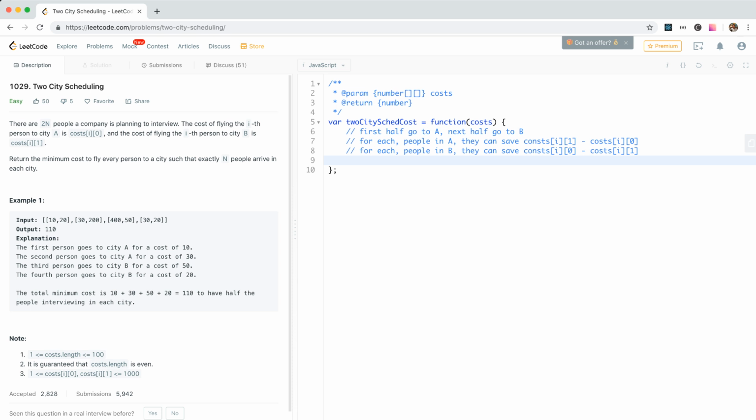The example here is a two-dimensional array. This means the first person costs 10 to go to A and 20 to go to B, the second costs 30 to A and 200 to B, the third 400 to A and 50 to B, and the last one 30 to A and 20 to B. So the output is 110. For A, the minimum is 10 and 30, and for B it is 20, 50, and 20. Since some are already used, we should put this one to A and this one to B. So we got 40 plus 70, and it gives 110.